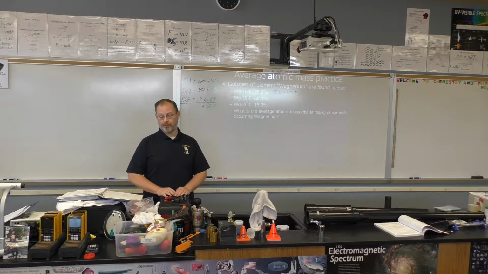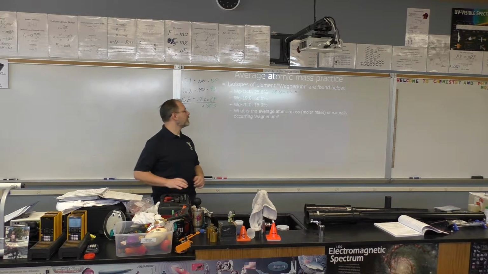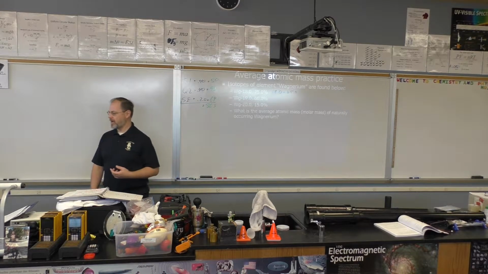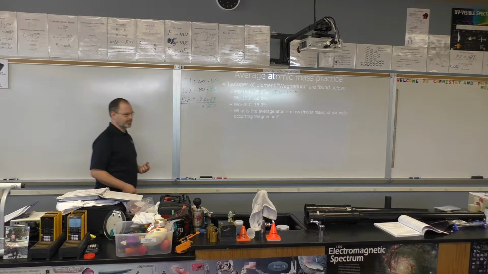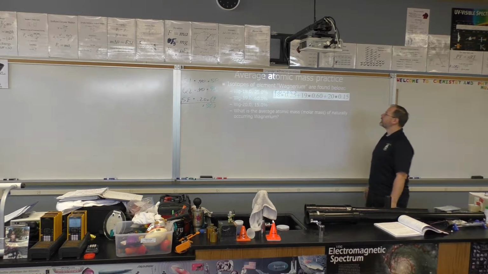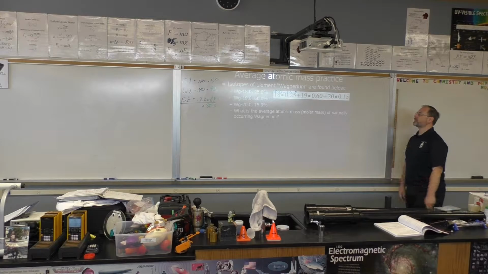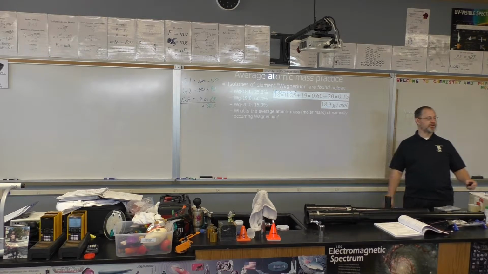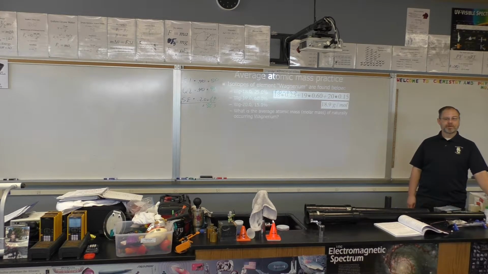Okay, so hopefully you got a number within the range of 18 to 20. If you didn't, something would be horribly wrong. So 18 times 0.25 plus 19 times 0.60 plus 20 times 0.15, and you got a value of 18.9 for naturally occurring wagnerium. Sound good?